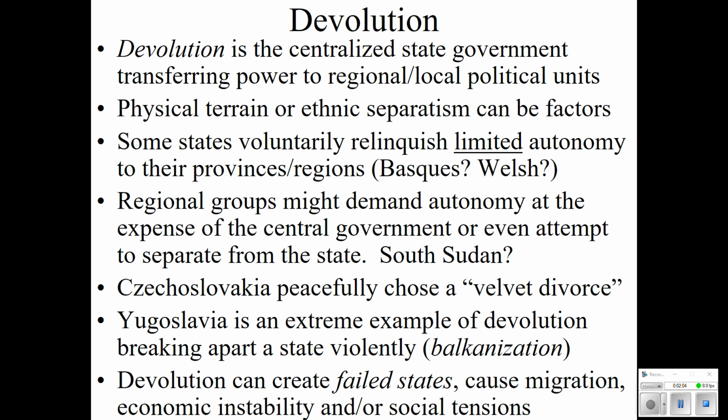Maybe they're up in the mountains, maybe they're on the far edges, they could be on an island, they could be out at the end of a peninsula. Sometimes that physical terrain or that ethnic separatism can be these forces of devolution. In Nigeria, it could be the different religions of the groups in the north, the tribalism that is so current in Africa and plaguing many African countries.